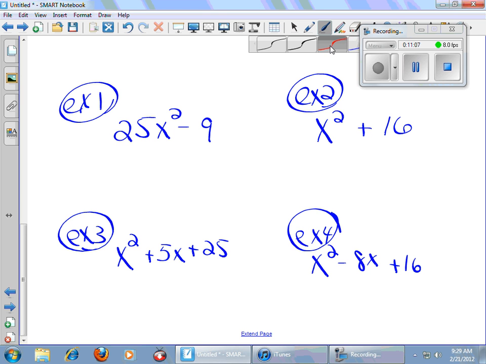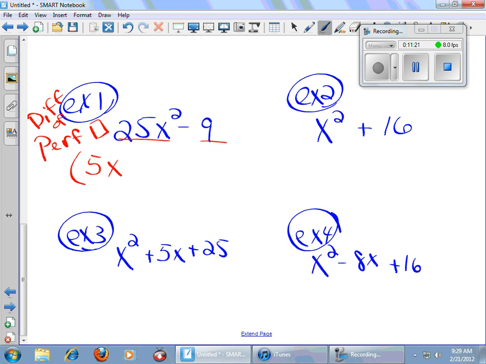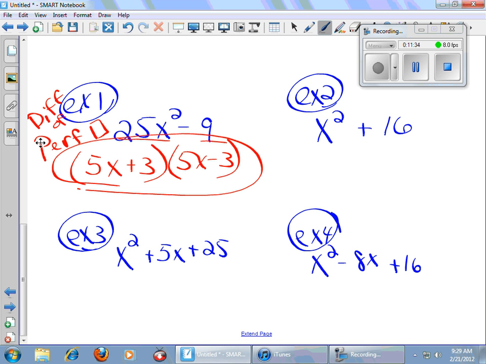All right, if you're still watching at this point, this first one does fit the difference of perfect squares. It's important not to forget that. Okay, I have a perfect square minus a perfect square. It'll factor as 5x. Where'd I get 5x from? It's the square root of 25x squared. Plus 3, where'd I get 3 from? It's the square root of 9. And then a 5x minus 3. That one is factored completely.